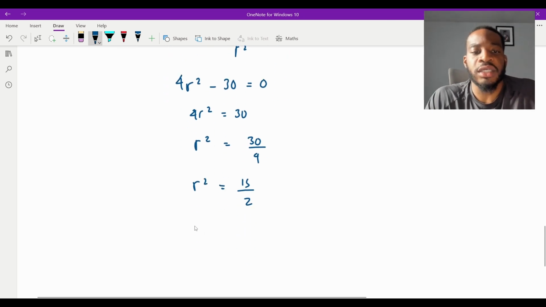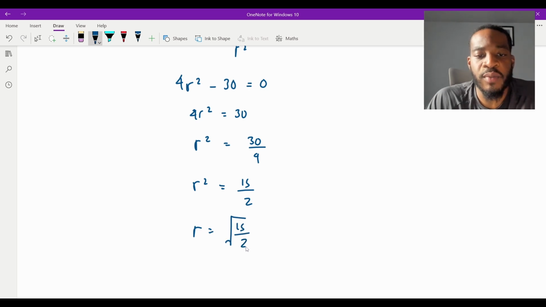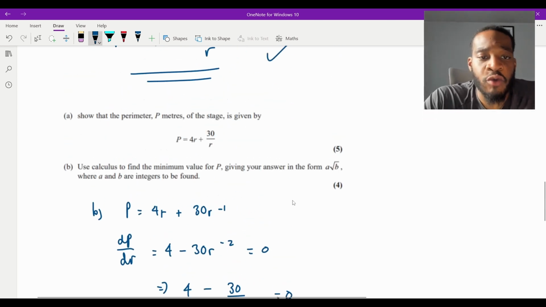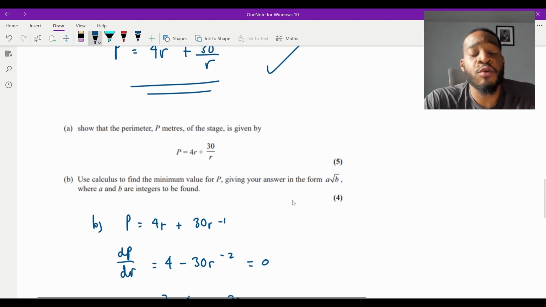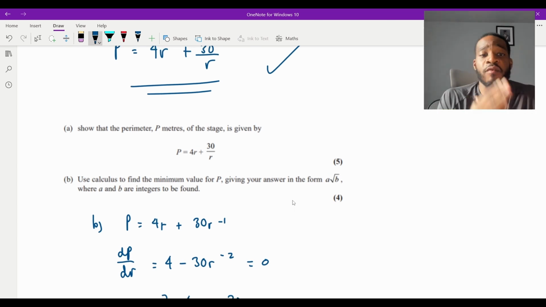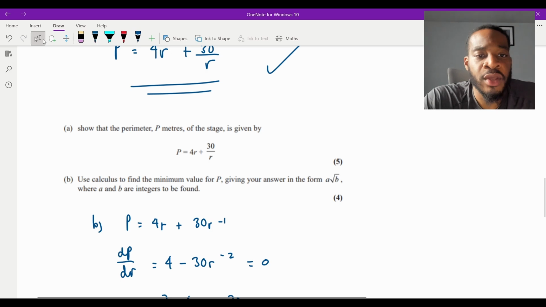So therefore, R is equal to root 15 over 2, not plus or minus because we're dealing with a length here. So I'm just going to say the square root of 15 over 2. So that is the radius. Now, remember the question asks us to find the minimum value for P, not just the value of R that minimizes it. So what I need to do now is plug R back into my formula for P, which is that one there. So let me grab that.